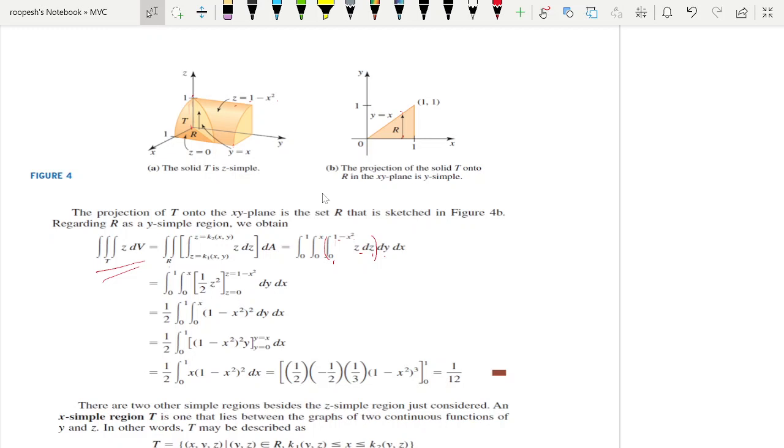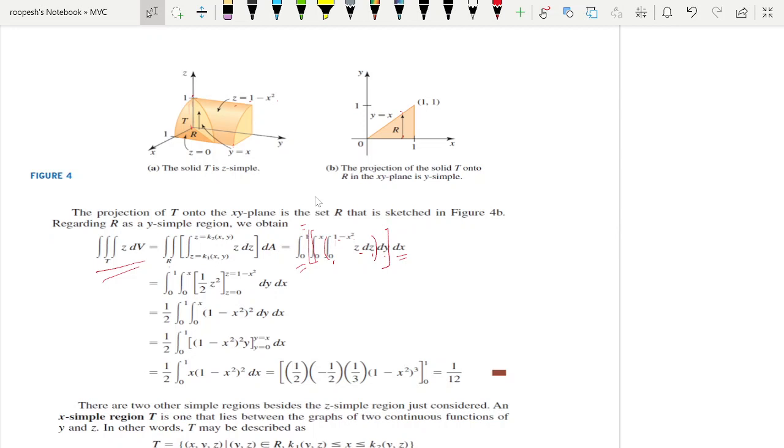So y is changing from 0 to x. So we have considered the integral up to here also. Now we want to take what is x. X is ranging from where to where? Along this x-axis, 0 to 1. So the limit of x is 0 to 1.